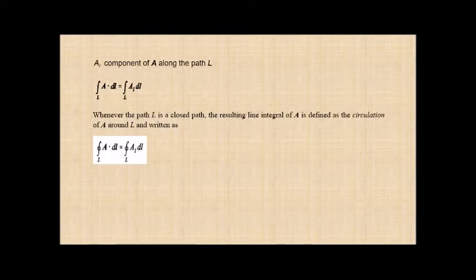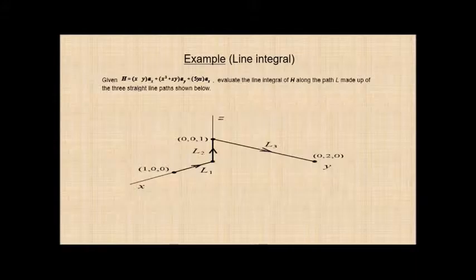Example for line integral: given H equal to xy ax plus (x squared plus z) y ay plus 5yz az. Evaluate the line integral of H along the path L made up of the three straight line paths shown below. On L1, y equals 0, z equals 0. For the answer, H1 dot dl1 equals x dx.